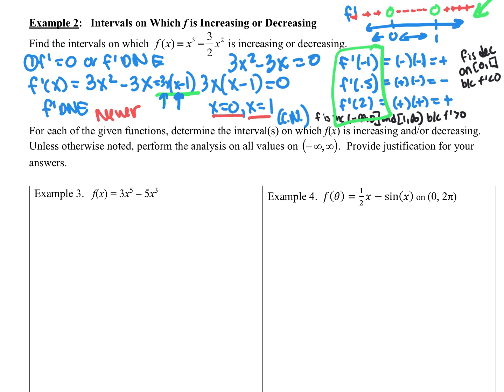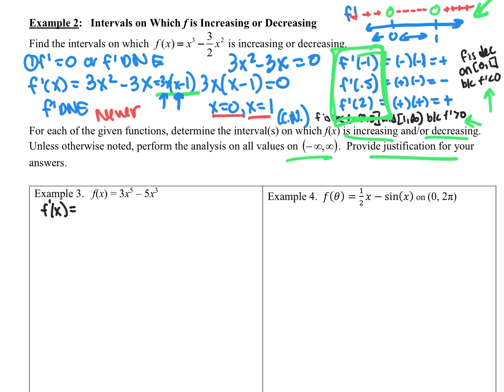So now we're just going to do 3 examples together, and then we'll be done, and you can practice this for homework. So first thing first, we want to determine the intervals on which f is increasing and decreasing, and perform the analysis on all values from negative infinity to infinity, unless otherwise stated. And then we want to provide justification. So this is justification, the wording, and we're supporting our justification with our analysis. So first, we're going to look for where f prime equals 0 or does not exist. Find our critical points.